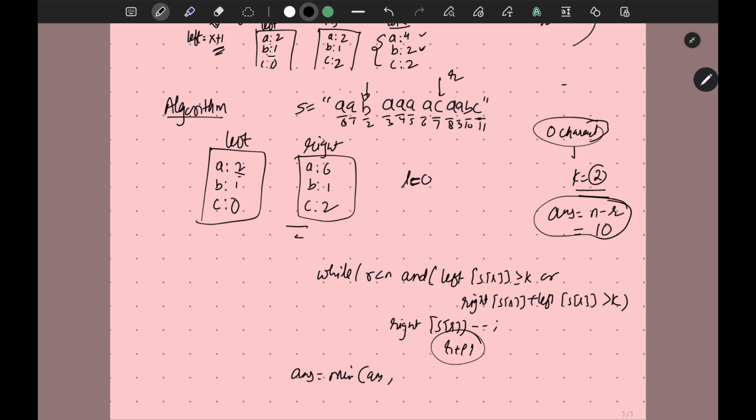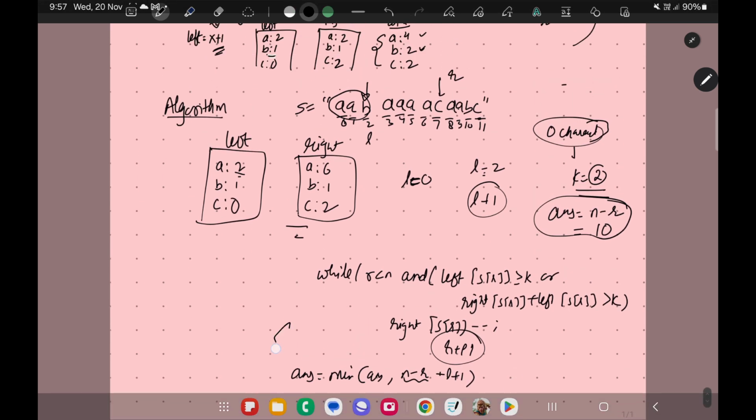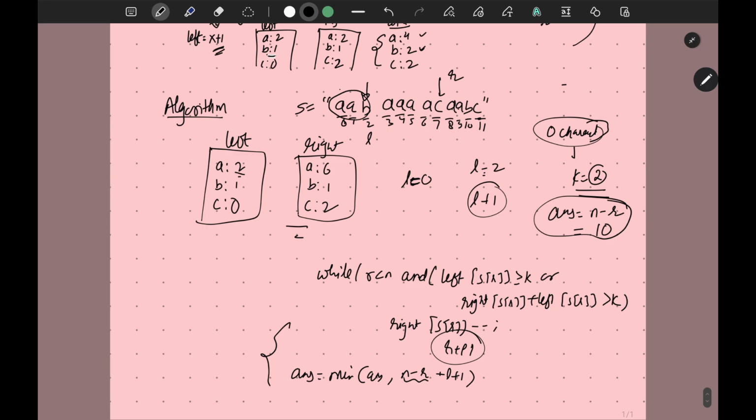Now the characters that we're taking from the right is n minus r, but how many characters are we taking from the left? Let's say L is pointing here, so L is 2, but how many characters are these? These are 3 characters. So if L equals 2, then the number of characters that we're taking from the left is L plus 1. So the total number of characters that we're taking is n minus r plus L plus 1. And at the end of the algorithm, we would just return this.